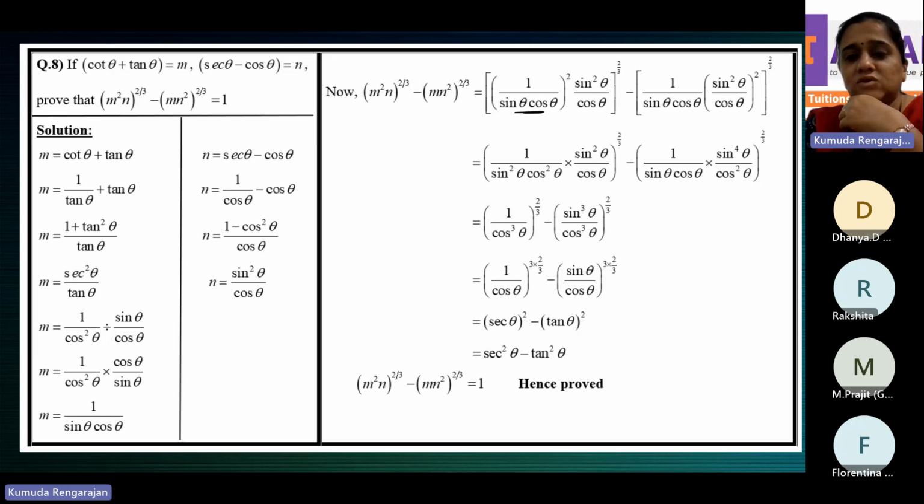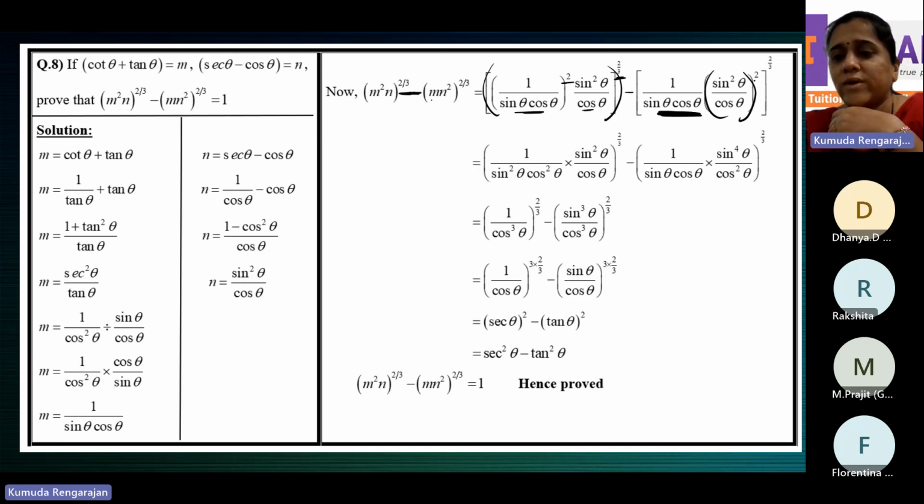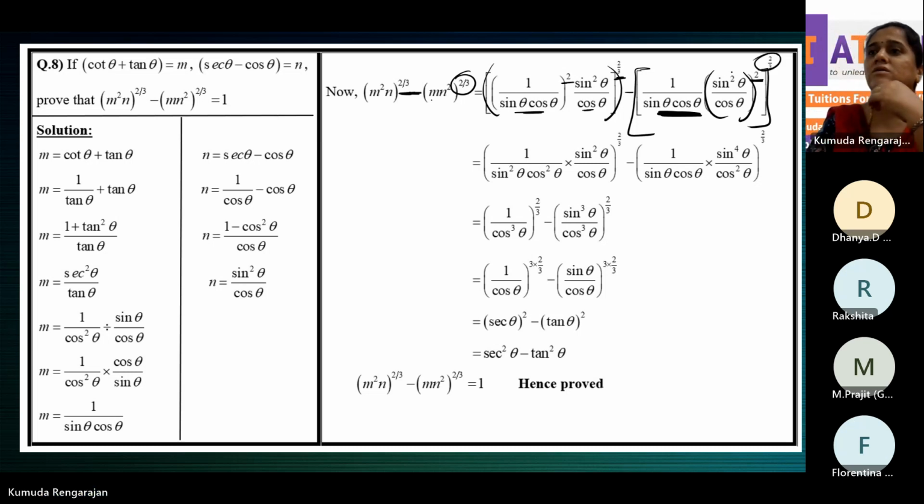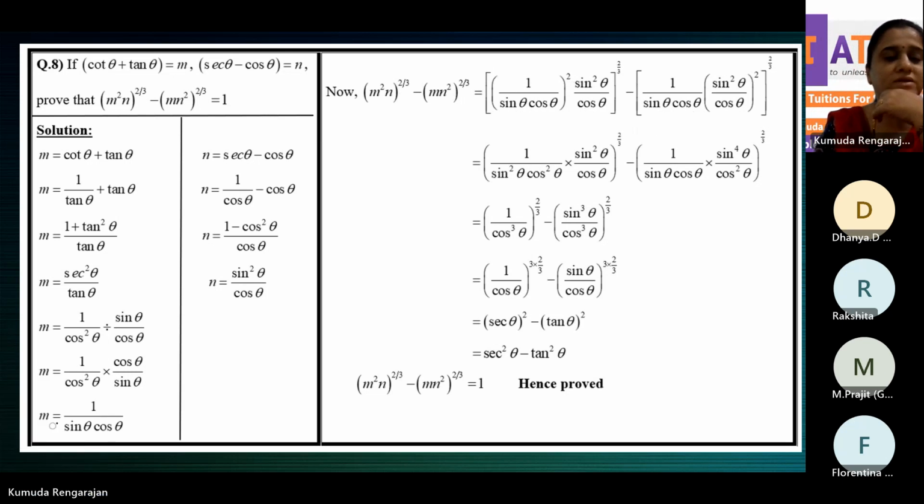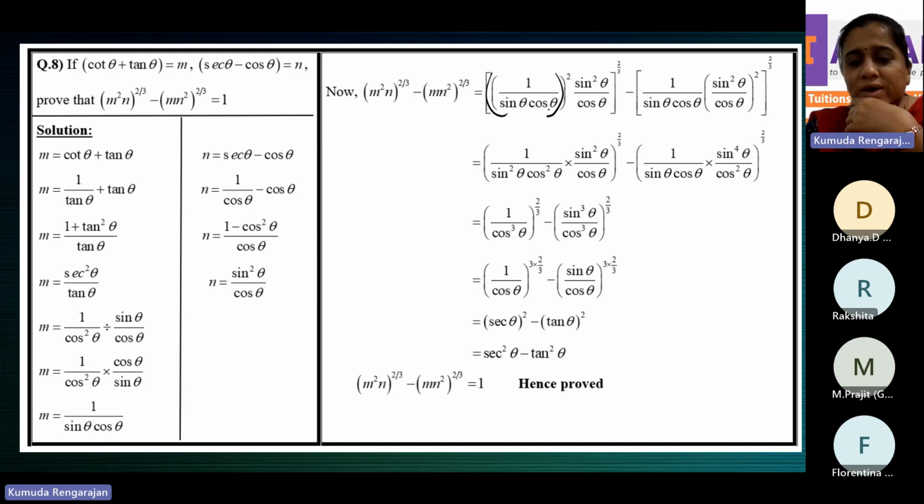This is m square n, and the whole power 2 by 3 is here. Minus m n square, the whole power 2 by 3. So we just substitute the expressions for m and n. Now square this. You will get 1 by sine square theta cos square theta.